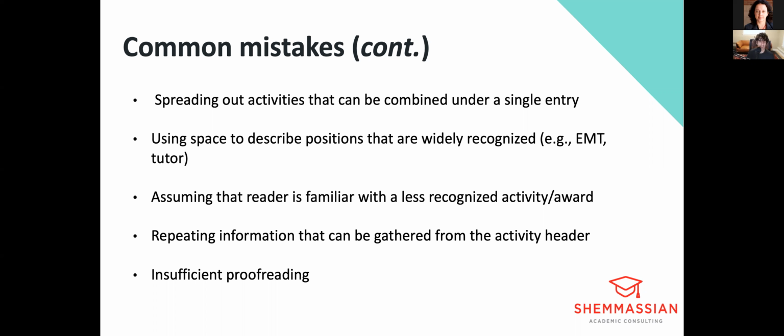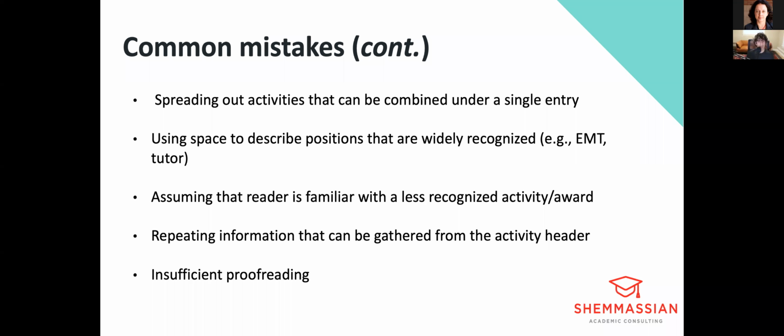Assuming that a reader is familiar with a less recognized activity or award. Something might be very big at your school, but it might not be known to folks at other places. So be mindful of that. Repeating information that can be gathered from the activity header. This is a great one. If you wrote, let's say, patient care liaison at such and such organization, because space is so limited, you don't need to say, as a patient care liaison at such and such medical center, I, and so on. Just start with I and go with it.